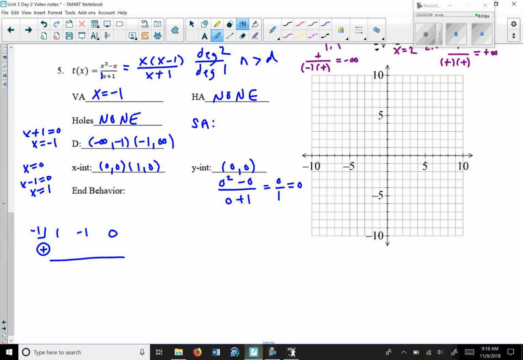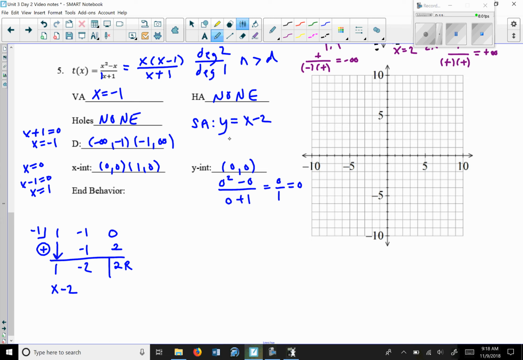For synthetic division, remember we're always adding, so bring down that first term, which is 1. 1 times -1 would be -1. -1 plus -1 gives me -2. -2 times -1 is +2, and this last number is always your remainder. Because this is a degree 2, that means our quotient starts off with degree 1, so this would be x minus 2. So that tells me my slant asymptote is y equals x minus 2.